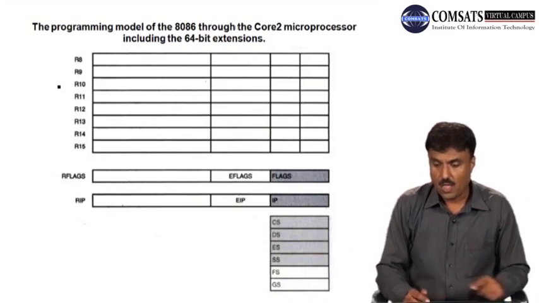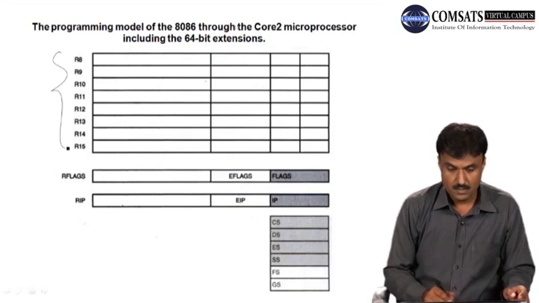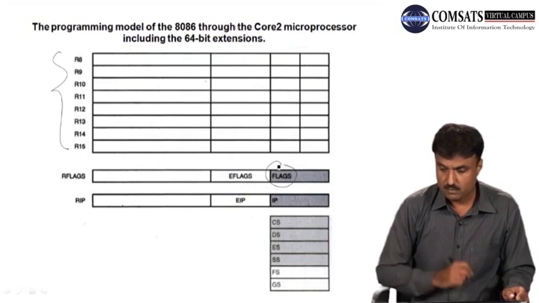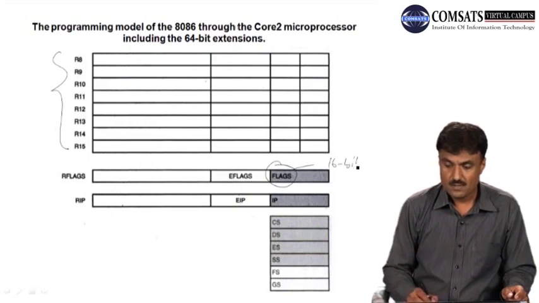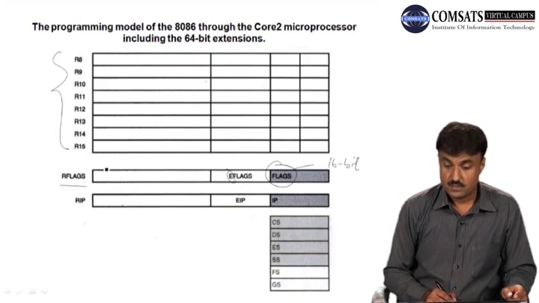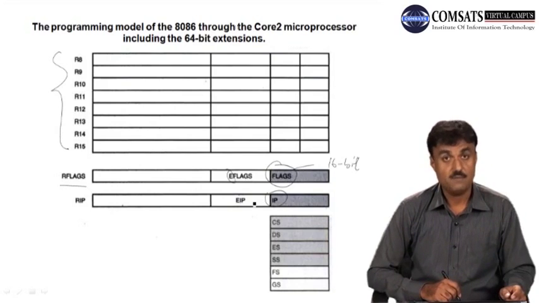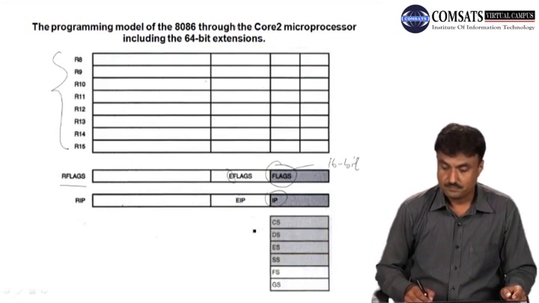These are the registers we will discuss in more detail, but before that, we will discuss the flag register. This is a 16-bit flag register for 8086. This flag register has been extended and its name has been changed to EFLAGS for 32-bit and RFLAGS for the 64-bit architecture. The instruction pointer is a register. Its name is IP for 16-bit architecture, EIP for 32-bit, and RIP for 64-bit.